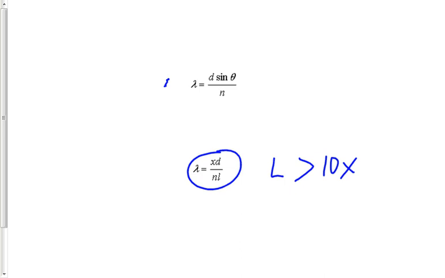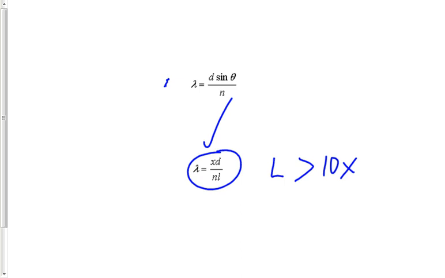Now, that's a bit of a conservative rule here. You could get away with a little bit less. If L was slightly smaller than that, you'd get away with it. But that's going to be our rule, because that's a nice, easy rule. It's easier to say 10 times than 9.4 times or whatever it ends up really being. So, if L is greater than 10 times X, you're good to go. Every time you see a question where you want to use that equation, just check. Is L more than 10 times X? If it is, then use that equation.